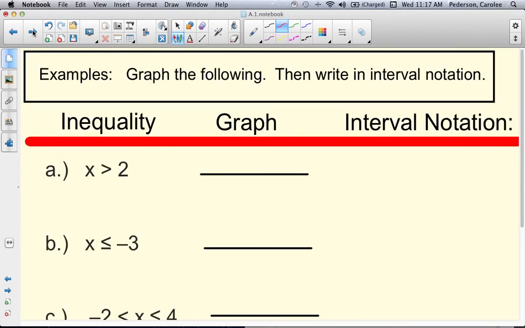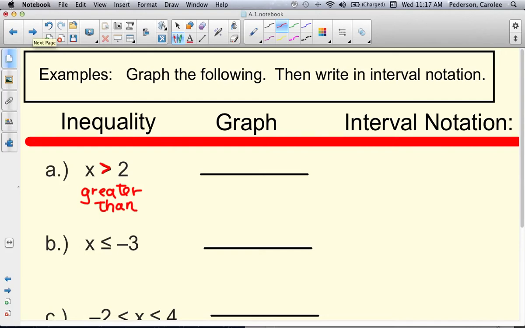So here's some examples of graphing. Our first example is x is greater than 2. The way I remember this is whatever the alligator mouth is eating is the greater number. So the alligator mouth is eating the variable x. So x is greater than. So just kind of remember the words.